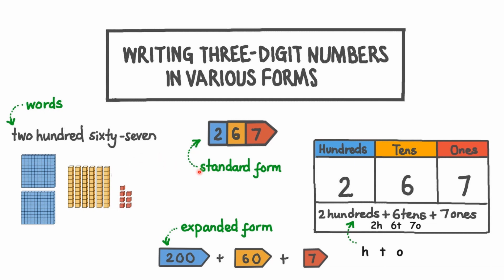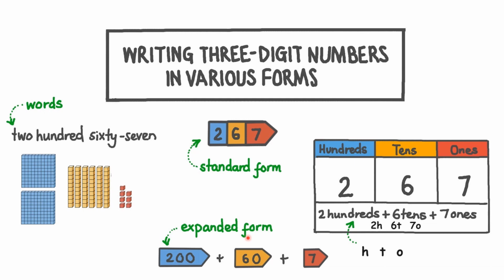Now, the other way of writing a number is the standard form, or to write the number in digits. As we said, when I have 200, we write it 2, 260, and 7. Another way of writing a number is the expanded form.